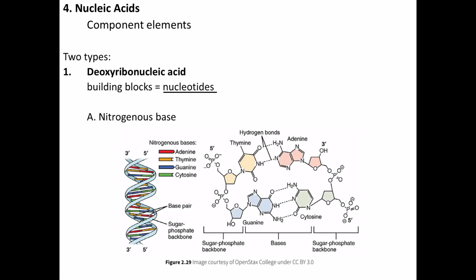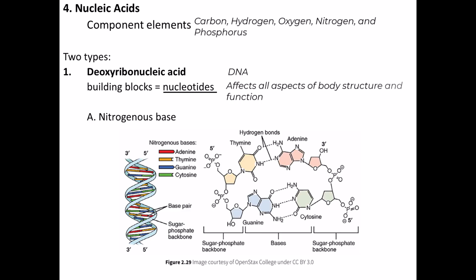The last organic molecules that we're going to talk about are nucleic acids. The nucleic acids consist of 5 component elements, which are carbon, hydrogen, oxygen, nitrogen, and phosphorus. There are 2 major classes of nucleic acids. The first is deoxyribonucleic acid, otherwise known as DNA. DNA is extremely important because it contains our genes, which affect all aspects of body structure and function. We will talk more about this in the next chapter.